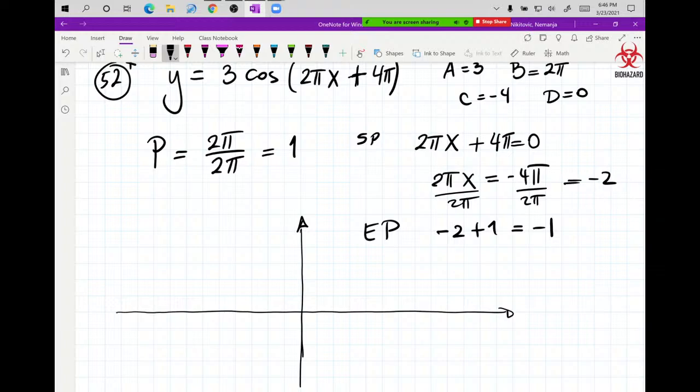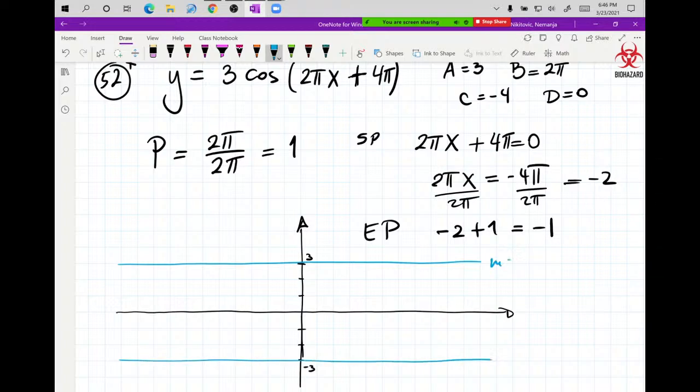3 units up and down. Okay, 1, 2, 3 units up. 1, 2, 3 units down. And put your guidelines. And now you have your 3 lines. You have your max line, you have your midline, and you have your min line. Do you need to write these? No. Do you need the blue lines? No. If you are able to draw this straight without the blue lines, go ahead.